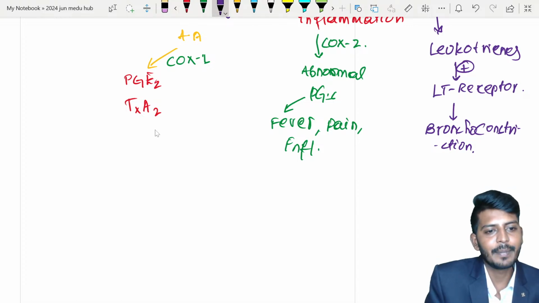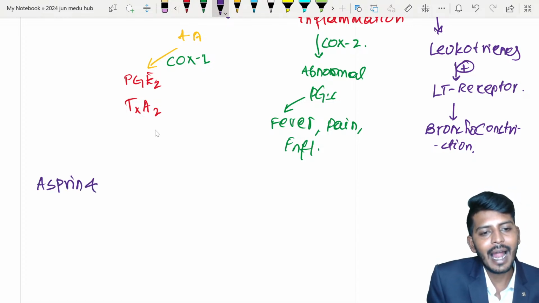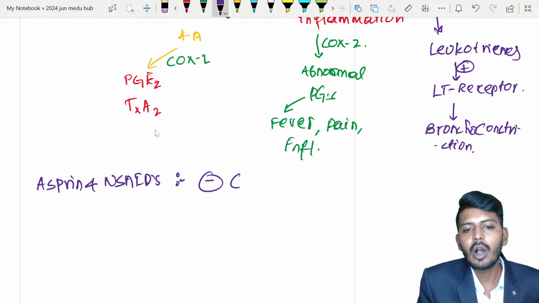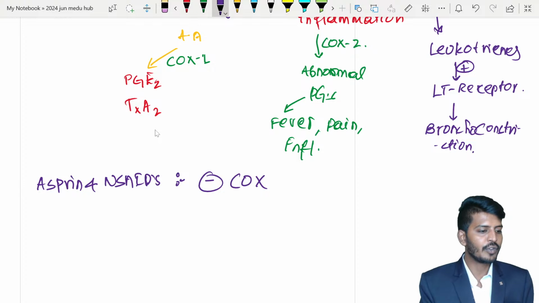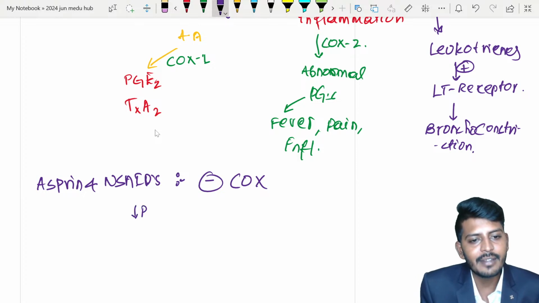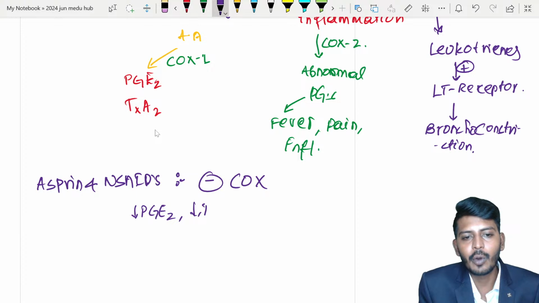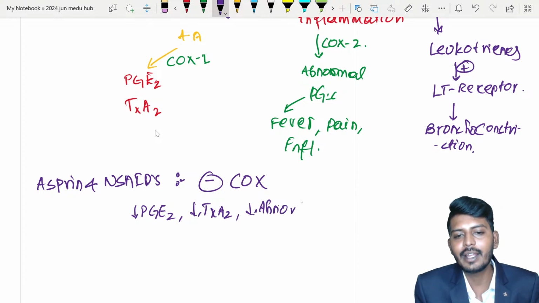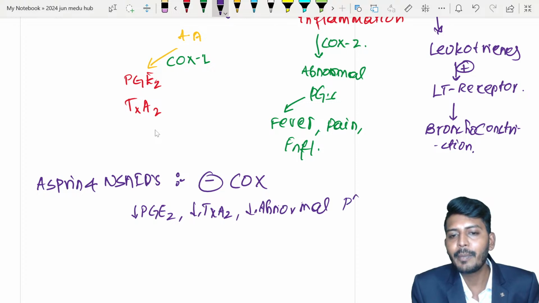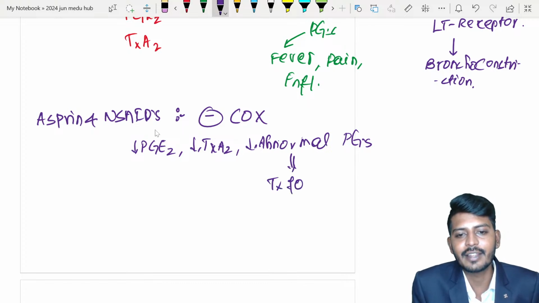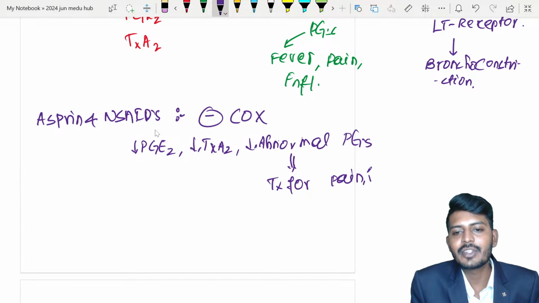Now my dear students, look here, what is the mechanism of aspirin? Aspirin and other NSAIDs, all the NSAIDs, will block the COX enzyme. Which enzyme do they block? COX enzyme. If the COX enzyme is blocked, then what will happen? There is a decrease of PGE2, a decrease of thromboxane A2, and also a decrease of abnormal prostaglandins. There is good news and bad news. Abnormal prostaglandins decrease, so yes, it will treat pain, inflammation, and also fever.